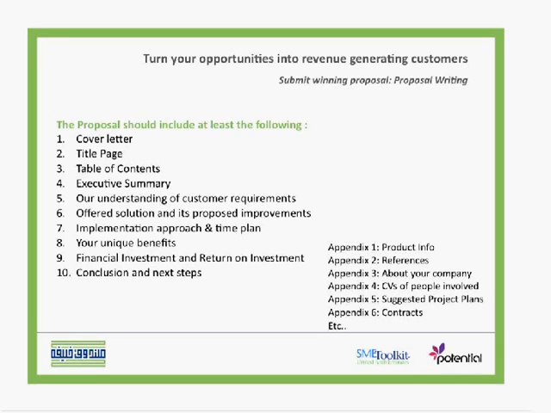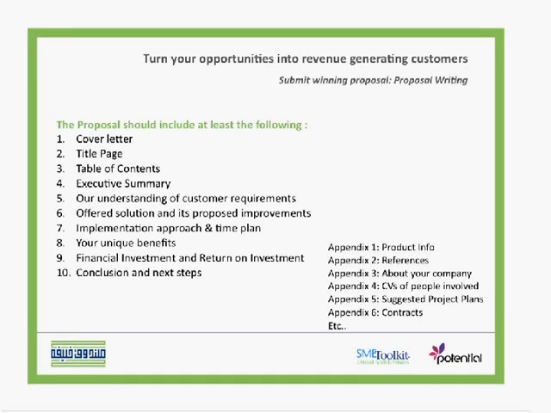Six, offered solution and its proposed improvements: our solution and how it will improve their production or their sales, etc. Seven, implementation approach and time plan. How we will implement the service and what's the time plan? What's the time frame that we will implement this service?